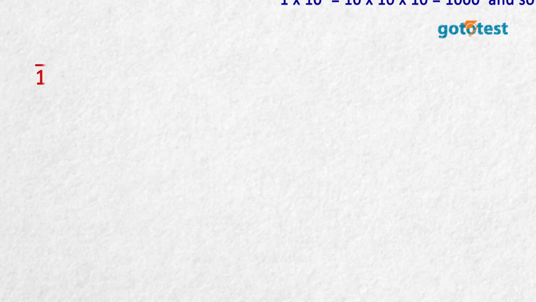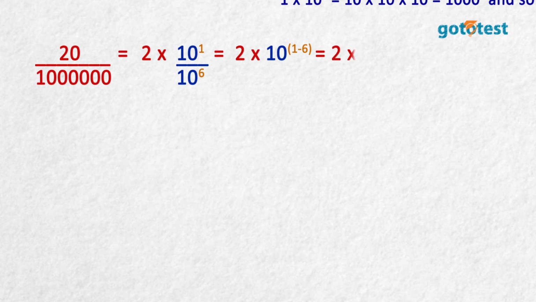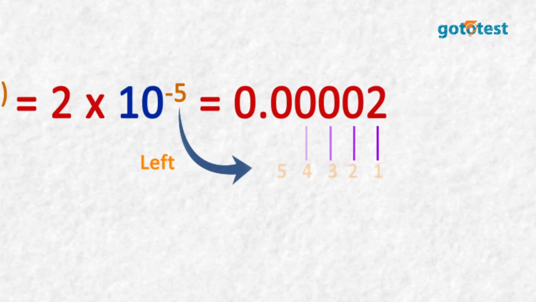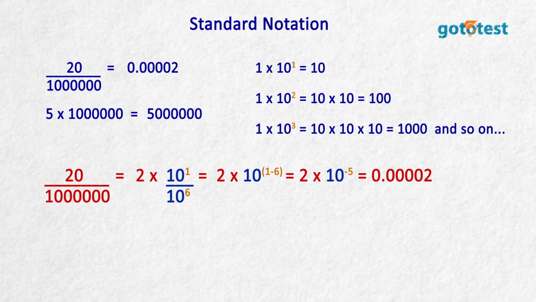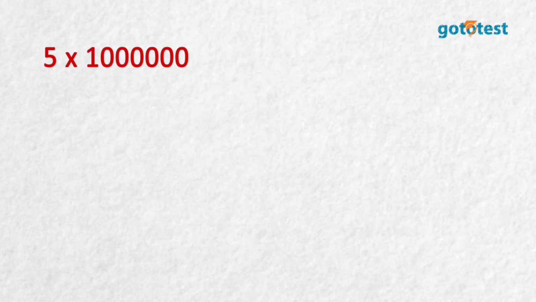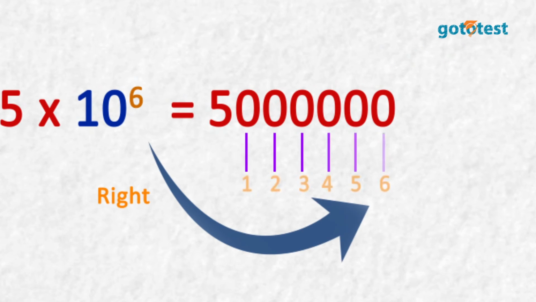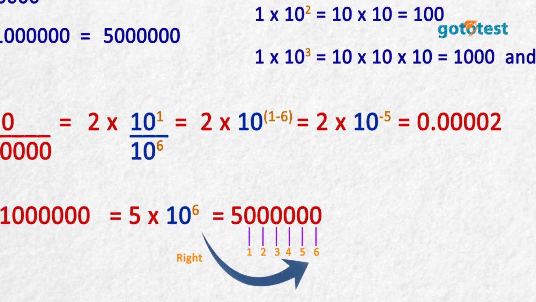Going back to our example of 20 divided by 10 lakhs, this will result in a number of 2 multiplied by 10 to the power minus 5. Such a number has the decimal point 5 places to the left of 2. Now, going to the example of 5 multiplied by 10 lakhs, this will result in a number 5 multiplied by 10 to the power 6. Such a number is 6 places to the right of 5.